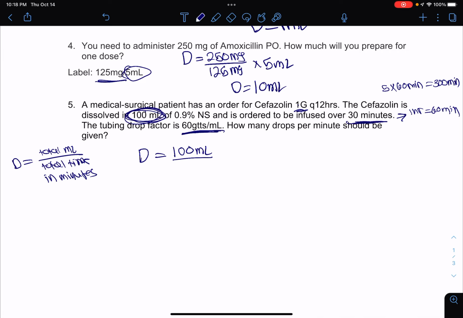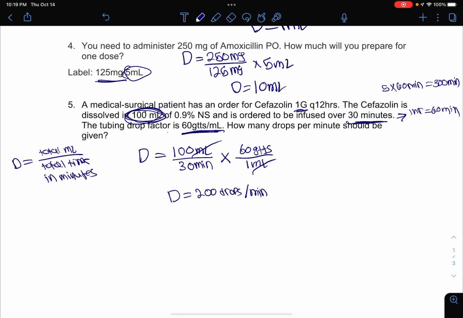So 30 minutes, they give us 30 minutes right there. Now you're going to multiply that by your tubing drop factor, which is 60 drops per 1 ml. Those end up canceling out from cross multiplication. You're going to do 100 divided by 30, and you're going to multiply that by 60. And you're always going to want a whole number for your drops, and this is going to end up coming out to be 3.3 repeating times 60, which is 199.99, so that rounds to 200 drops per minute.